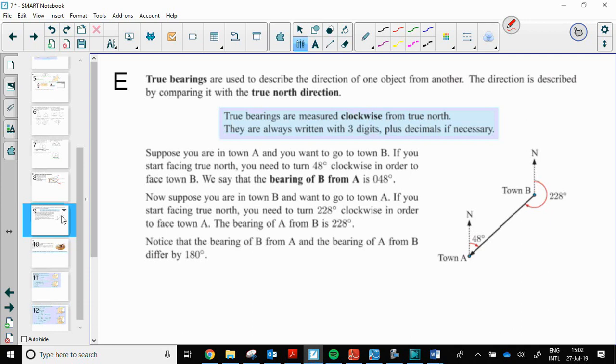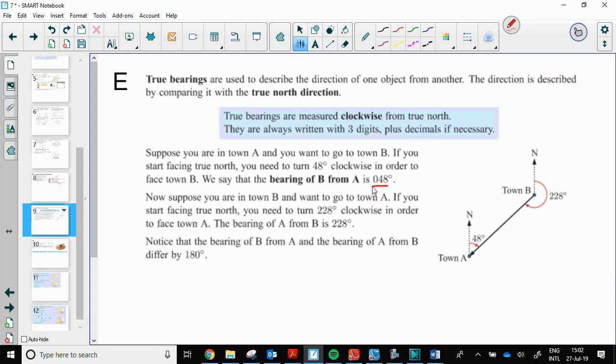Okay, and they're usually given with three digits. I don't want to say that that's three significant figures, but they're given with three digits. So that 48 degrees is written as 048 when we're dealing with bearings. If you give an answer as 48 degrees, you're fine. All I'm saying is that in a question you might see a number that looks like that, which looks kind of weird, but it's nothing to panic about. That just means 48 degrees, okay?